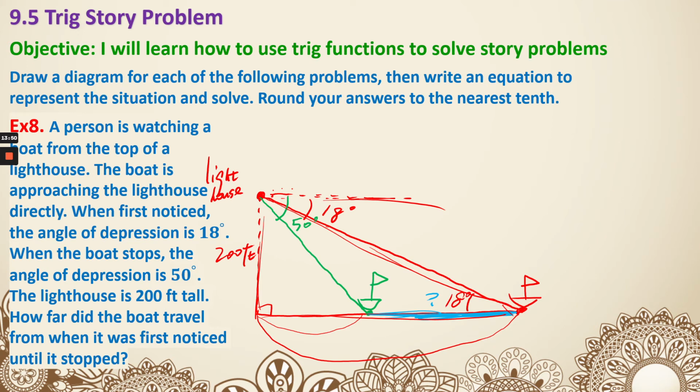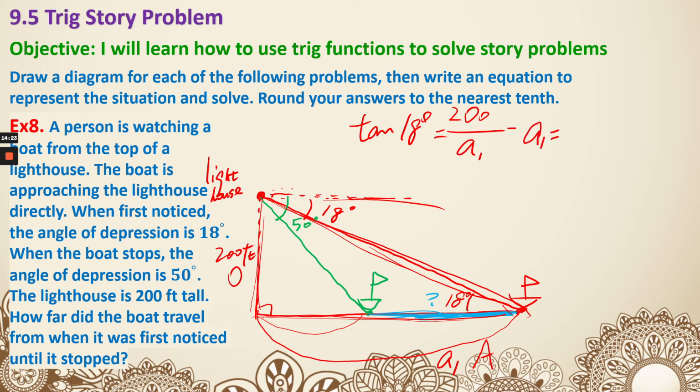So if we look at the triangle, let's say this whole thing, this right here, that's the opposite to the 18 degree, and this side is actually the adjacent, which means we can use tangent. So tangent 18 degrees is going to be opposite, which is 200, over, I'm going to call this A1 because this is the first adjacent side, so over A1. Then of course you can find A1 by 200 divided by tangent 18 degrees.